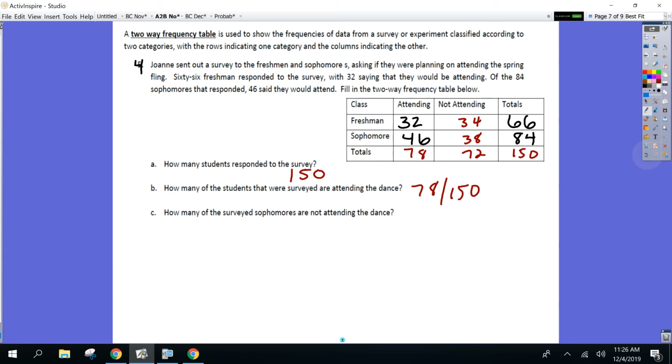So just 78 students. That's it. Not what's the probability. I didn't see the word probability. And then how many of the surveyed sophomores are not attending? 38. Not 38 out of 150, just 38. Okay? For probability, I'll take the fraction, but not this. You guys feel comfortable with that? Good.